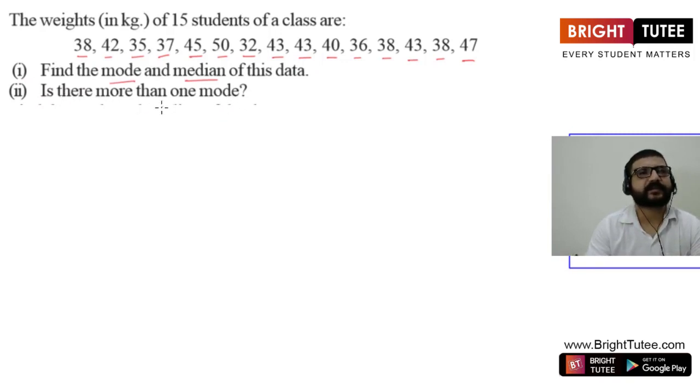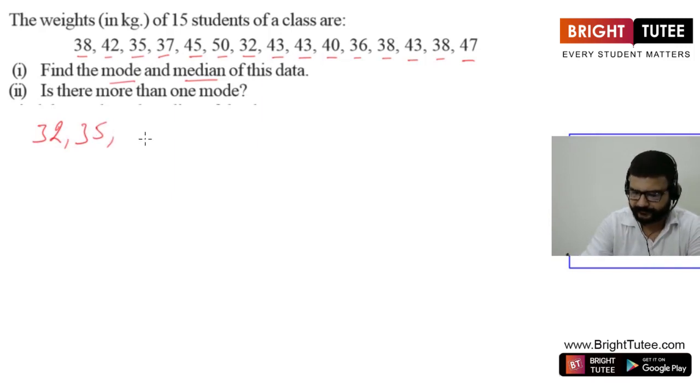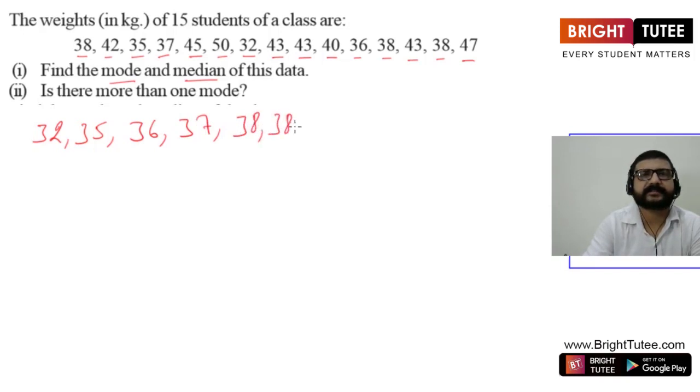So for that, what we will do, we will just simply arrange the given data in ascending order. This will help us in finding mode as well as median. Now the ascending order of the data will be 32, 35, 36, 37, and then we will have 38 three times, as it is occurring three times in the given data.